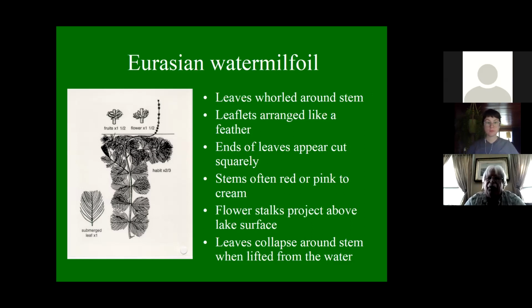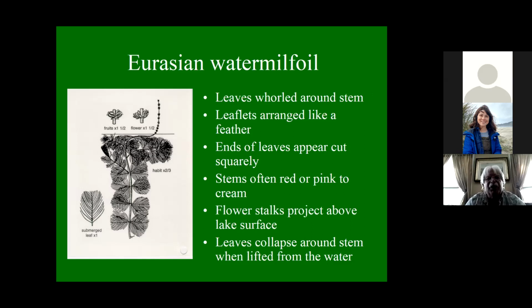Another characteristic of Eurasian water milfoil that tends to differentiate it from the other milfoils is the leaves tend to be pretty limp. If you pick up the plant out of the lake, the leaves will literally collapse around the stem. Some of our native milfoils that look a lot like the Eurasian will have much stiffer leaves, and when you take them out, the leaves will continue to stand out away from the stem. It's a good characteristic that you can use to tell the Eurasian variant from some of our native plants.